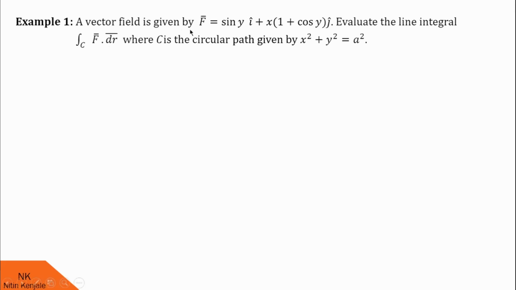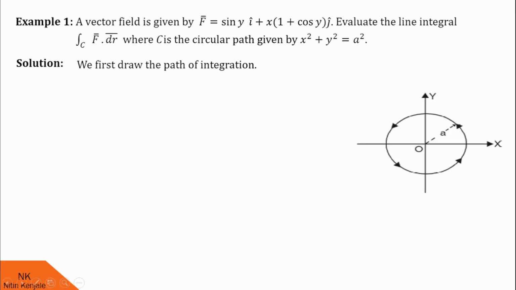A vector field is given by F bar is equal to sin y i cap plus x into 1 plus cos y j cap. Evaluate the line integral F bar dot dr bar along C, where C is the circular path given by x square plus y square is equal to a square. Now let us proceed for solution. We first draw the path of integration, whose equation is x square plus y square is equal to a square. It is a circle centered at origin with radius a.